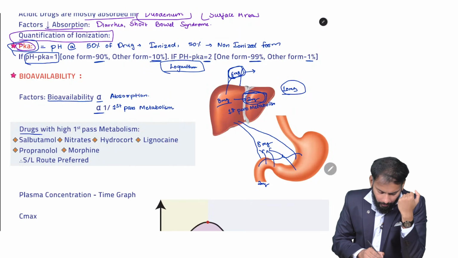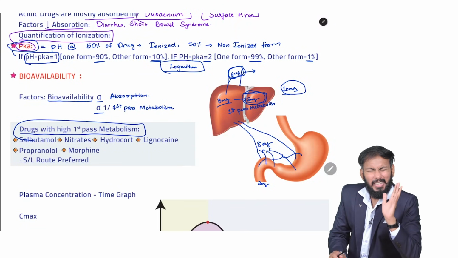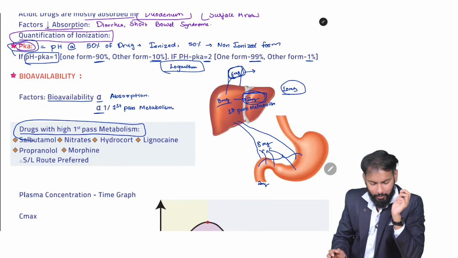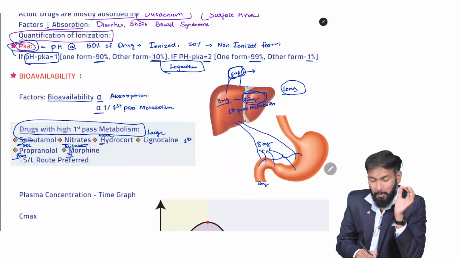Now, coming to the drugs with high first pass metabolism, you have to know this. These are nitrates. No, seriously, nitrates have large first pass metabolism. That is the mnemonic itself. Seriously means salbutamol, nitrates means nitrates, have means hydrocortisone, large means lignocaine, first pass, P for propranolol, metabolism, M for morphine. I just want you to remember nitrates.